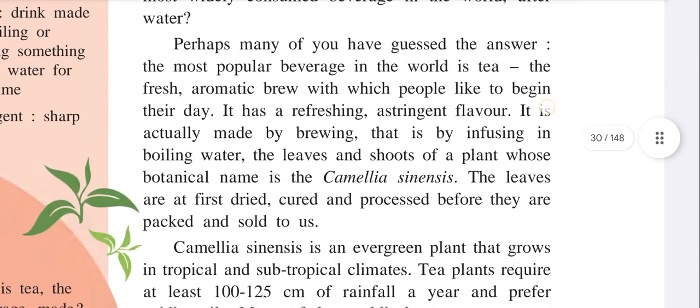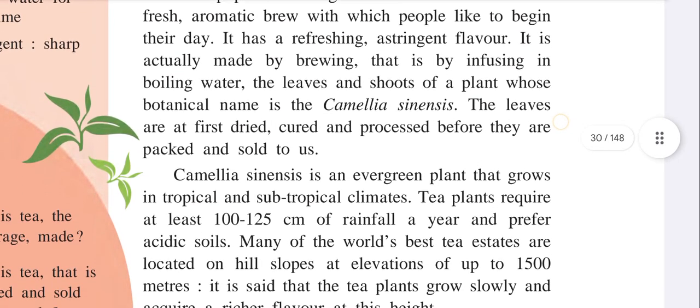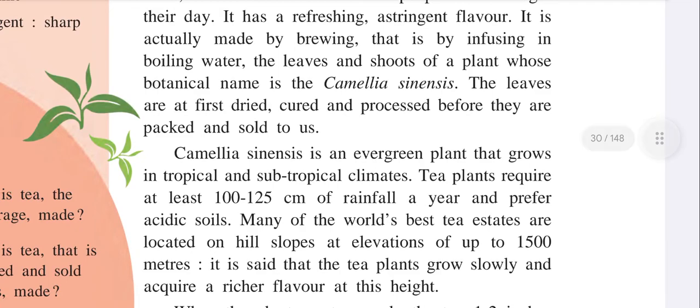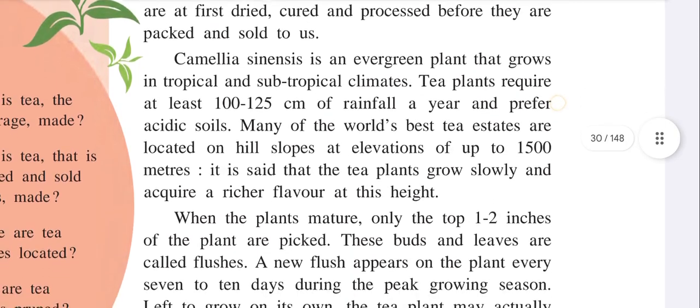Okay. It has a refreshing astringent flavor. And when you take a cup of tea, you feel become fresh. It is actually made by brewing, that is, by infusing in boiling water the leaves and shoots of a plant whose botanical name is the Camellia sinensis. The leaves are at first dried, cured, and processed before they are packed and sold to us.